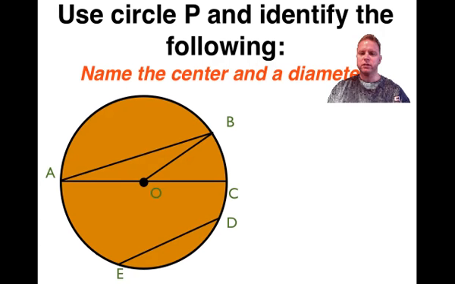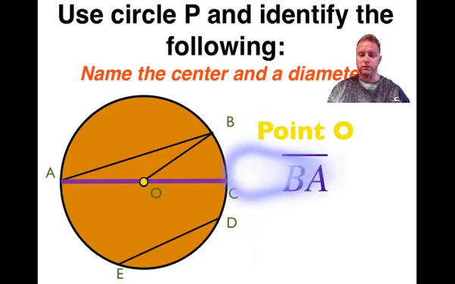Next, name the center and a diameter. That should not be too hard for this one. So go ahead and do so. Pause the video, write it down. There's the center right there. So point O is our center. The diameter, remember, goes from one edge of the circle, one side of the circle, through the center to the other side of the circle.